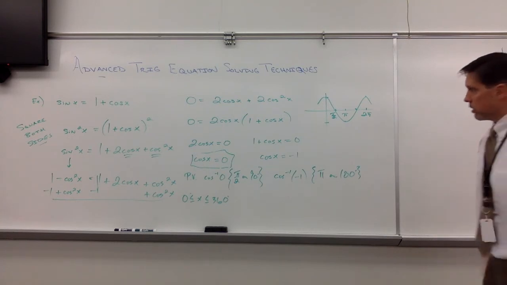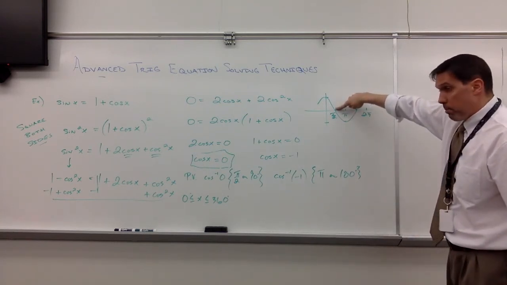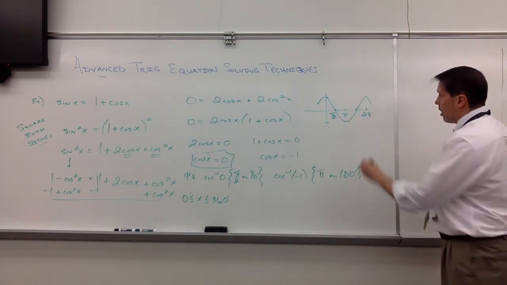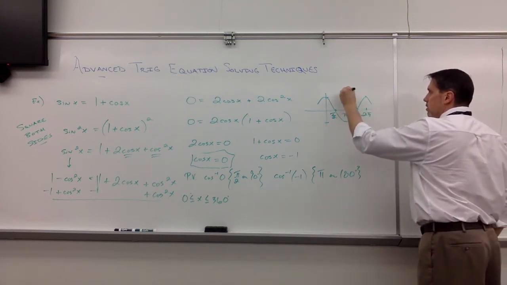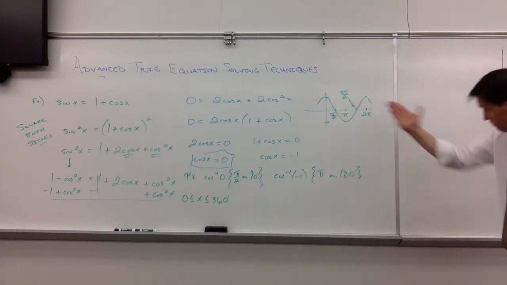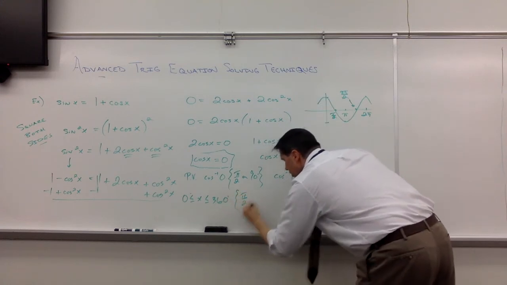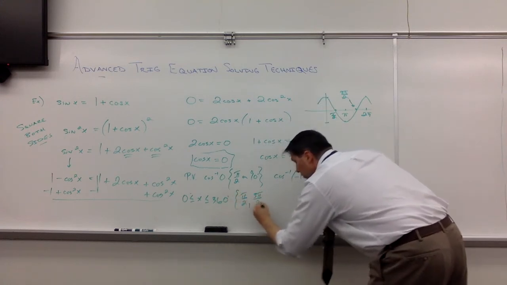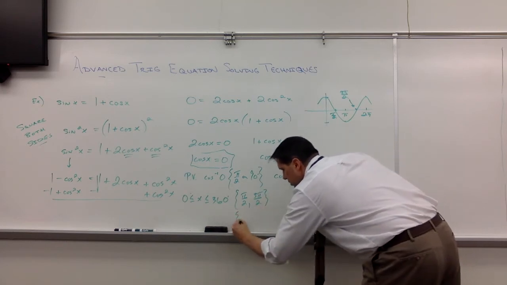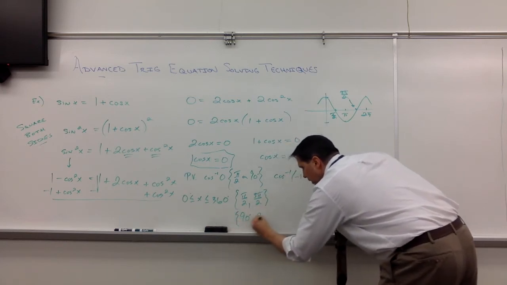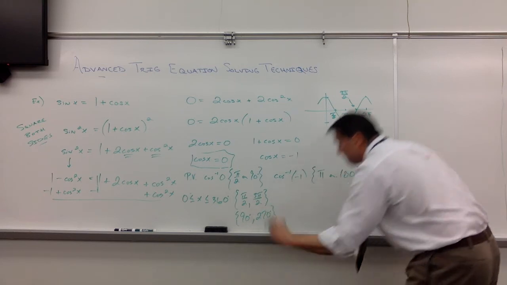Where is cosine 0 at? Well, it's 0 at pi halves. It is also 0 at 3 pi halves. Fact. So pi halves, 3 pi halves. If you're talking radians, if you're talking degrees, we're looking at 90. We're looking at 270. Right?